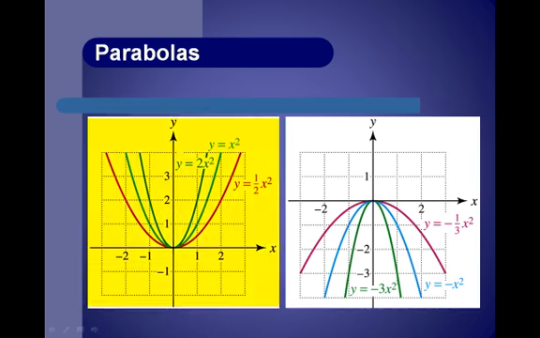For example, in the first picture, y equals x squared is the blue line. Notice as we do y equals 2x squared, the graph becomes a little more steep. Or y equals 1/2 x squared, the graph starts to flatten out a little bit. Same thing for the second picture. Y equals negative x squared is the blue line. Y equals negative 3x squared, that's steeper than the blue line. And y equals negative 1/3 x squared, that's your red line.